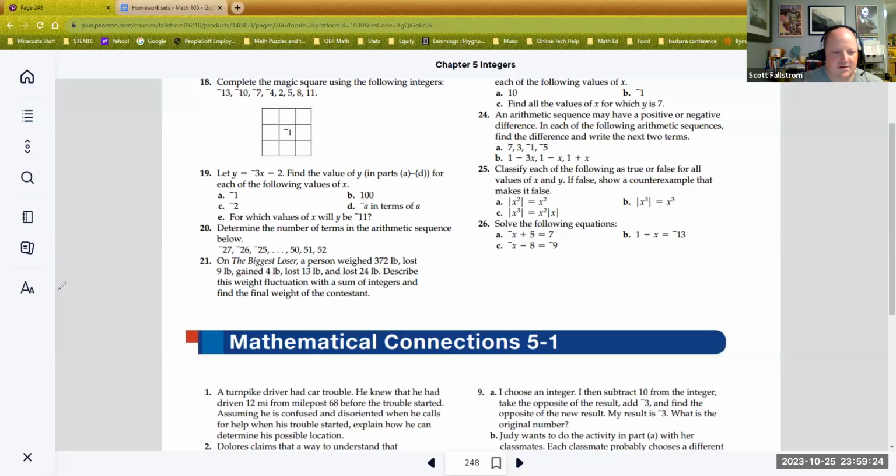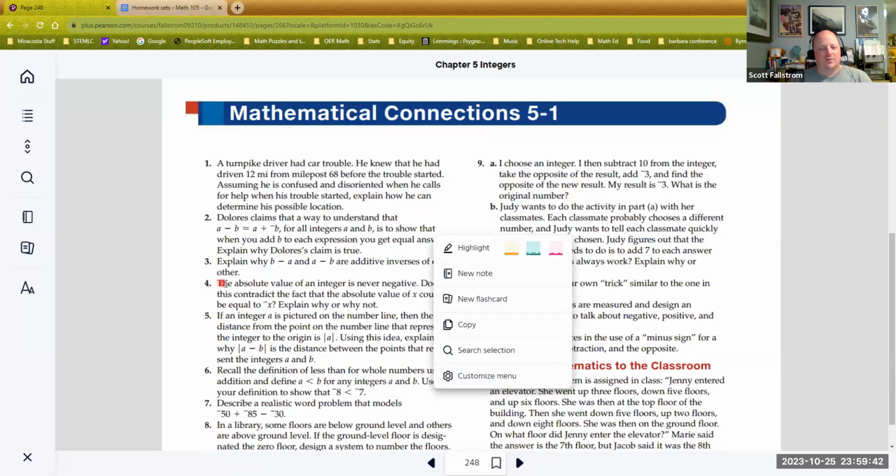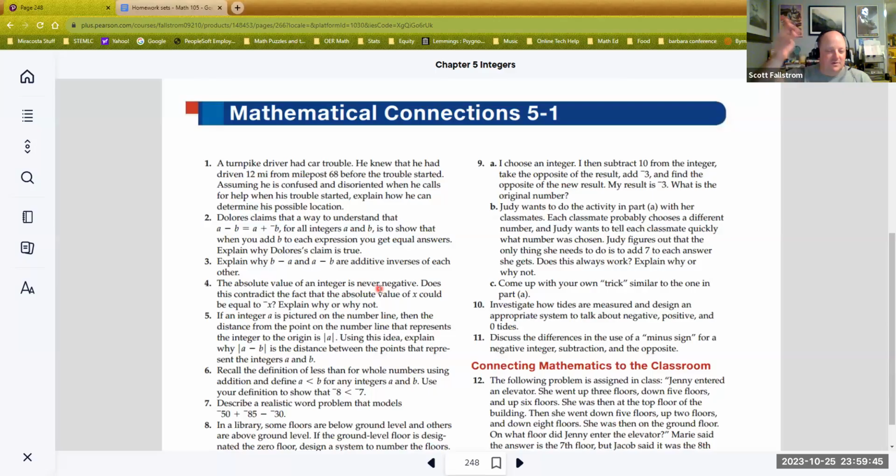All right, let's take a look here. And MC4. If you're looking at MC number 4, the absolute value of an integer is never negative, and I just mentioned that for the prior problem as well. Does this contradict the fact that the absolute value of x could equal the opposite of x? I think the biggest thing if you're struggling with this is to go over and look at question 11 right here, MC number 11.